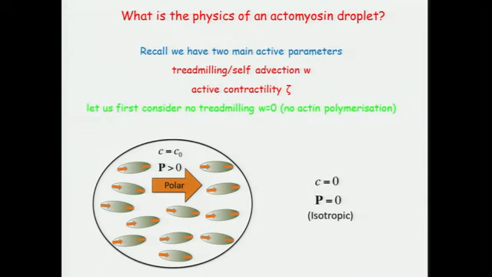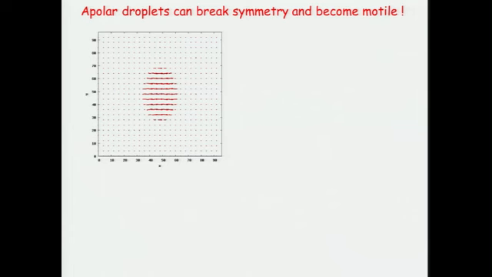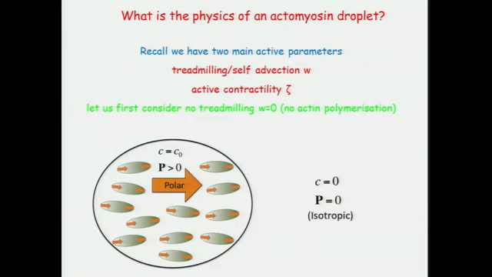Okay, so I now come to the first part of the result. I want to discuss what is the physics of a droplet of actomyosin. And as physicists normally do, I will now switch on one term at a time. At first, I will say that there is no treadmilling, okay, because I'm interested in understanding non-conventional modes of cell motility, like swimming. So W equal to 0, and I will put contractility only. Okay? So basically, we have W equal to 0, and we got zeta.